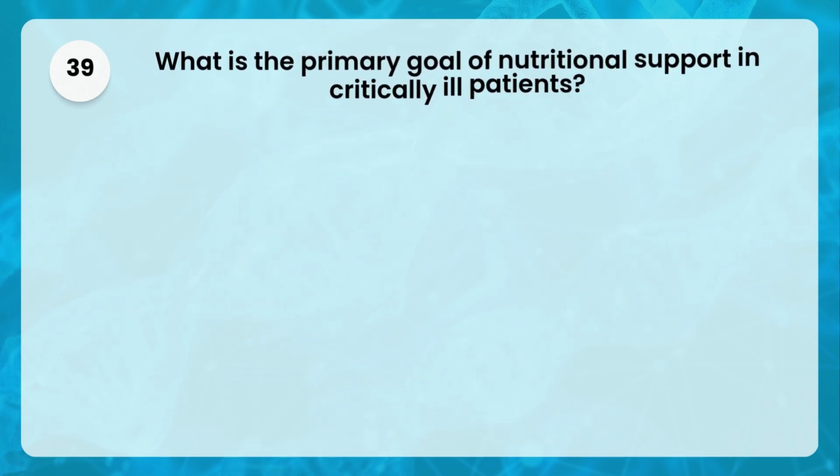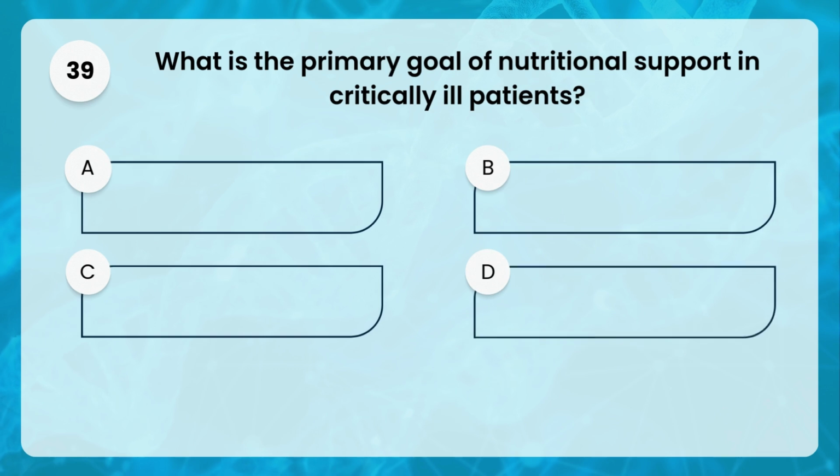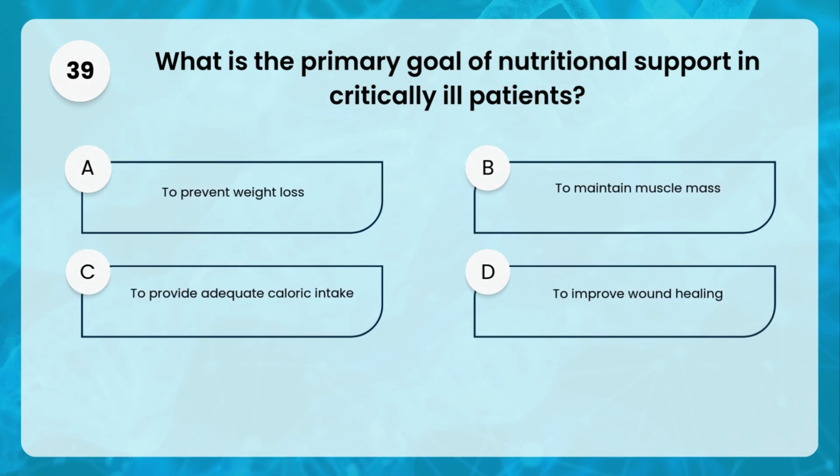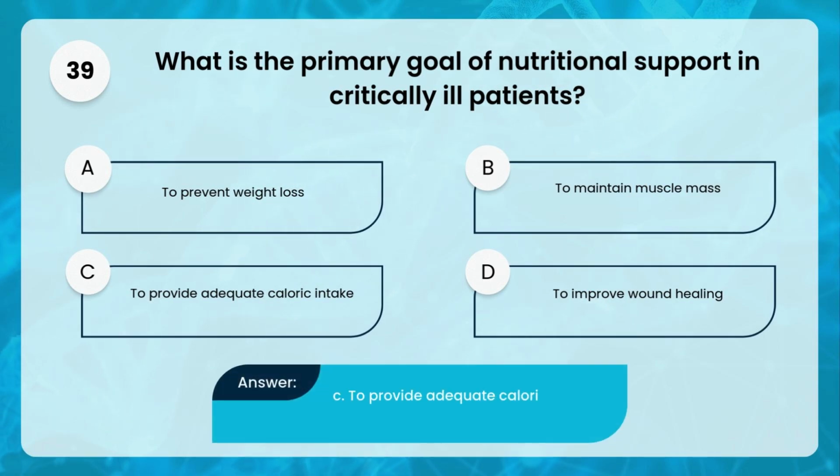39. What is the primary goal of nutritional support in critically ill patients? A. To prevent weight loss, B. To maintain muscle mass, C. To provide adequate caloric intake, D. To improve wound healing. The answer is C. To provide adequate caloric intake.